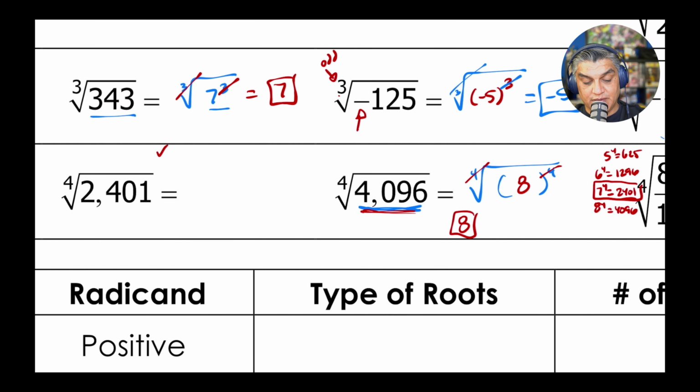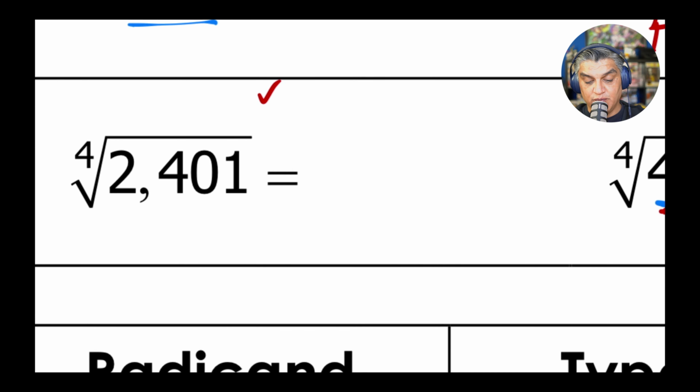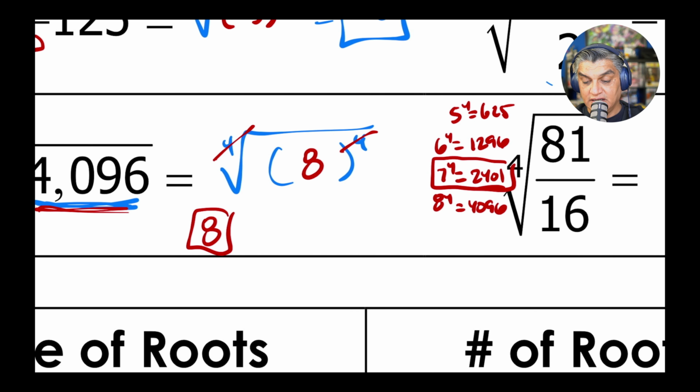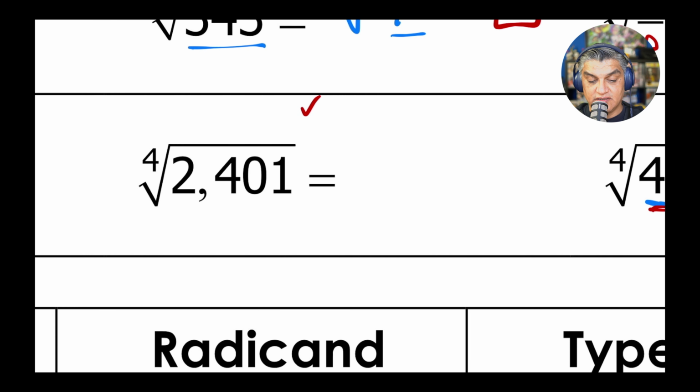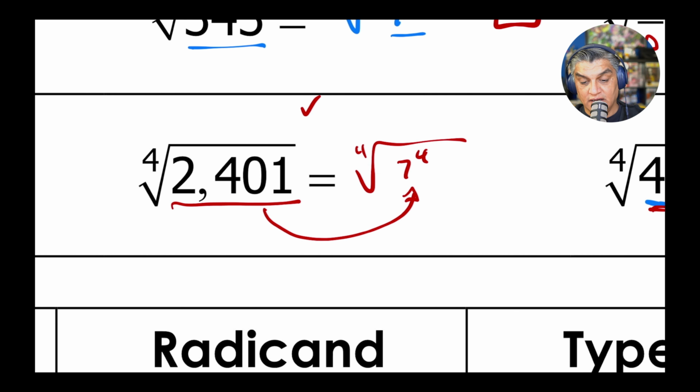And then now we could do the same thing over here, 2401. We just did it right here with our little list, it's 2401, 7 to the 4th power. So we can come over here and say, oh, we can change that inside to 7 to the 4th power because 2401 is 7 to the 4th power. And then cancel, cancel. My answer is 7.